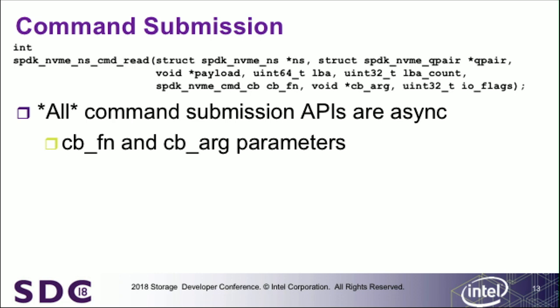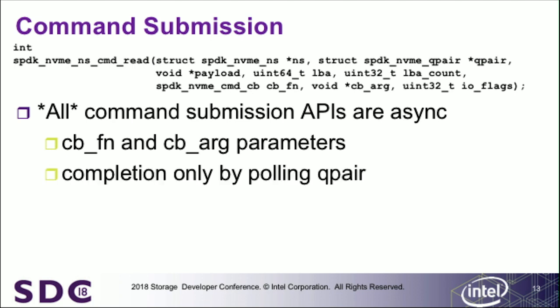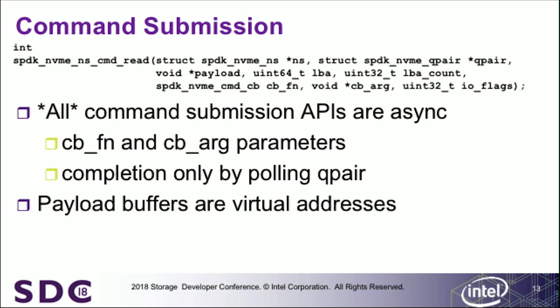All APIs related to command submissions in SPDK are asynchronous. So you're going to see these callback function and callback argument. It means when you say do this read, when it returns, it will have submitted the I/O to the device, but the completions are always going to come later. I'll talk a little bit about how some of the polling works, but you're only going to get those completions once you decide you want to actually poll that queue pair for completions.